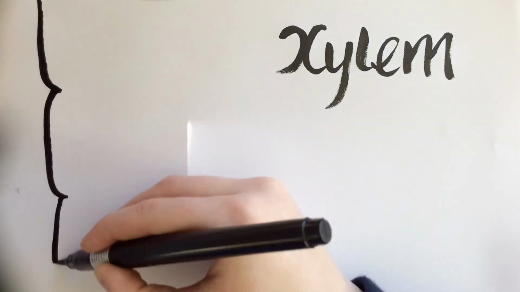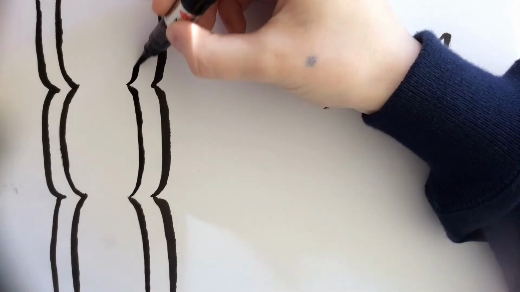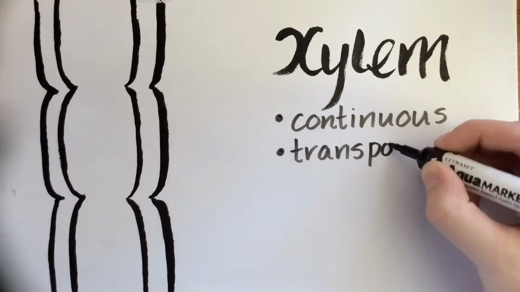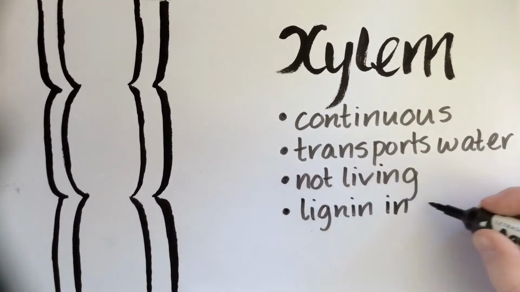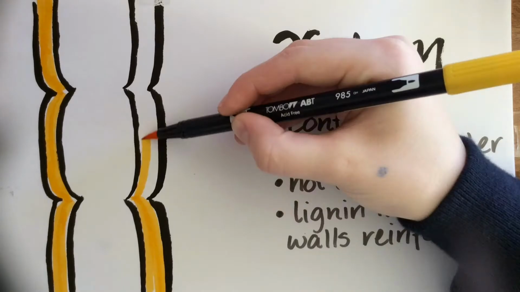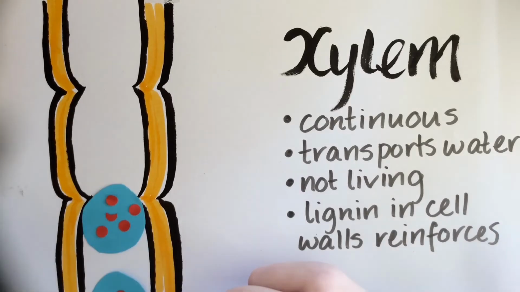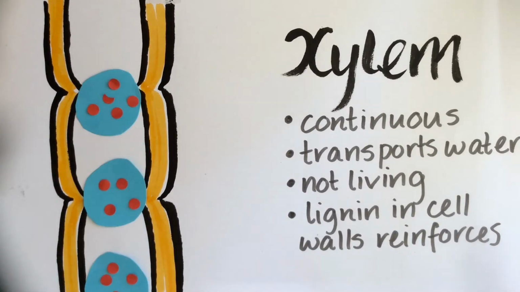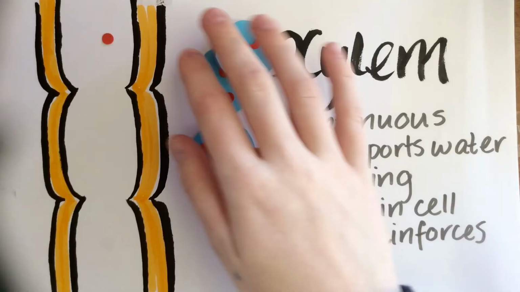The xylem is hollow, continuous vascular tissue that is responsible for the movement of water and minerals within a plant. It is not living, composed of overlapping tubes which have pits to allow water and solids to pass through, and helps to form the woody element of the stem with lignin in their walls. Here the lignin is represented by yellow, the water molecules are blue circles, and the solutes are red dots.